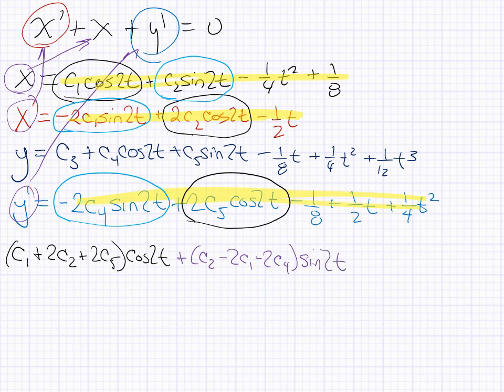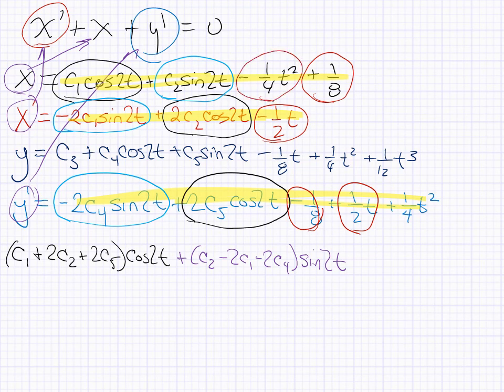What we have next is, let's say, our constants. Well, we have 1/8 and we have minus 1/8, so they're going to cancel each other out. That's good. Then t to the first: I have a minus 1/2 t and a plus 1/2 t, and they cancel each other out. Then I have my t squared. Well, guess what? I have minus 1/4 t squared and a plus 1/4 t squared. They're going to cancel each other out, so all I'm left with is 0 on the other side.